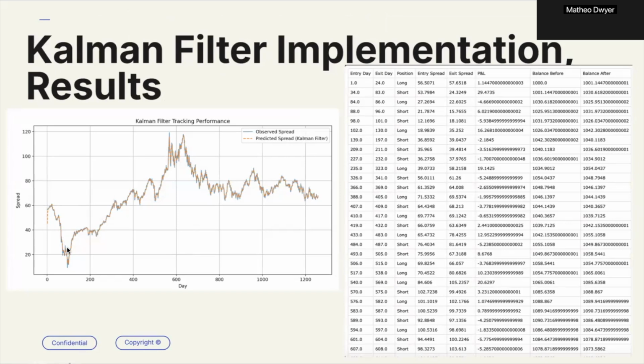You can see how well the Kalman filter did to track the observed spread. Here you go. It did a pretty good job. And then I'll be looking into all the trades it made, with profit, and a $1,000 simulated bank account balance.